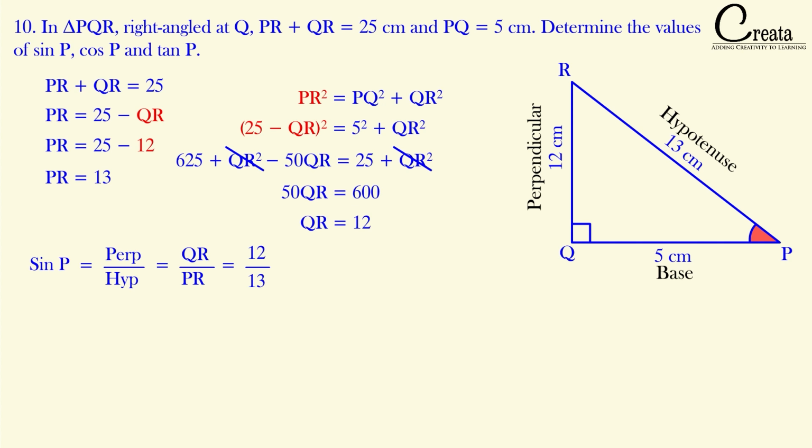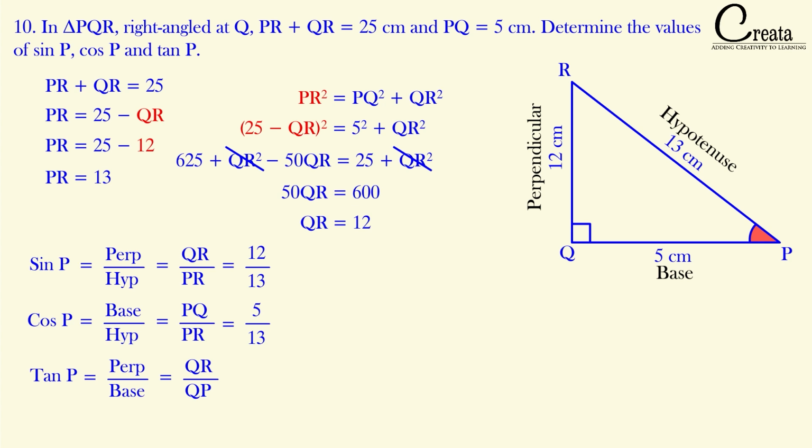Let's take down cos P. Cos is base upon hypotenuse, which is PQ upon PR, which is 5 upon 13. So we got cos P as 5 upon 13. Let's find the last trigonometric ratio, that is tan P, that is perpendicular upon base, which is QR upon PQ, which is 12 upon 5. So we got tan P as 12 upon 5.